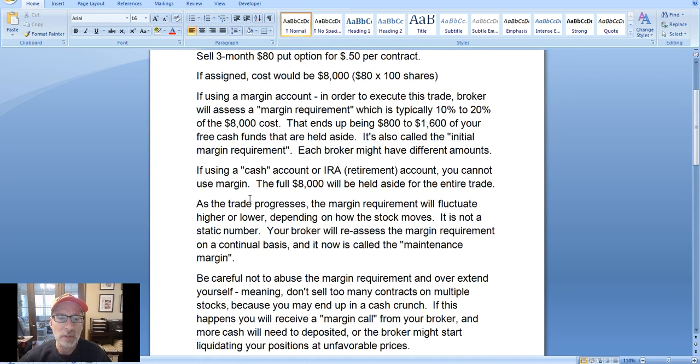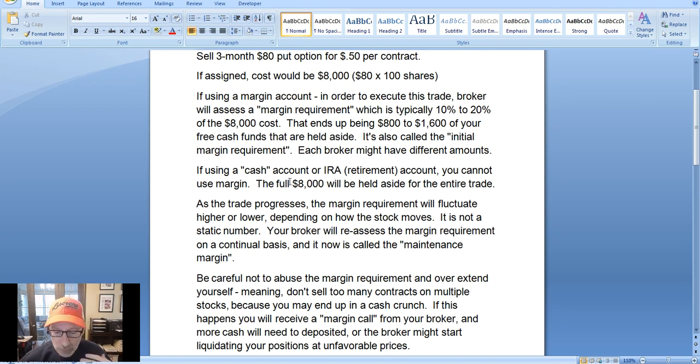If you are trading options in a cash account or an IRA, your individual retirement account, you are not allowed to use margin. You can't have this margin requirement. So you actually have to have the full $8,000 on hand, on hold at all times if you're using a cash or an IRA account. To me, that's not really using your money efficiently, because why hold aside $8,000 if you actually haven't bought the shares of stock yet? It's not the same thing. You don't control those 100 shares yet.